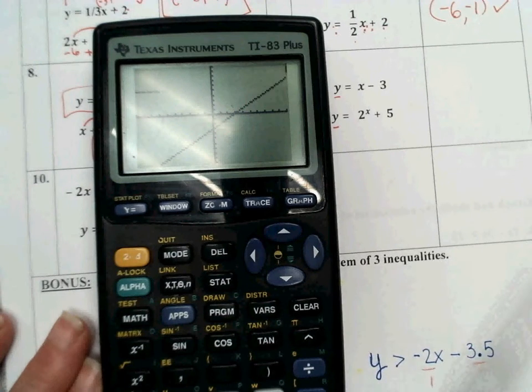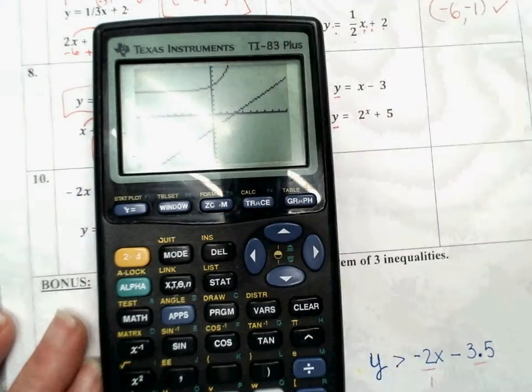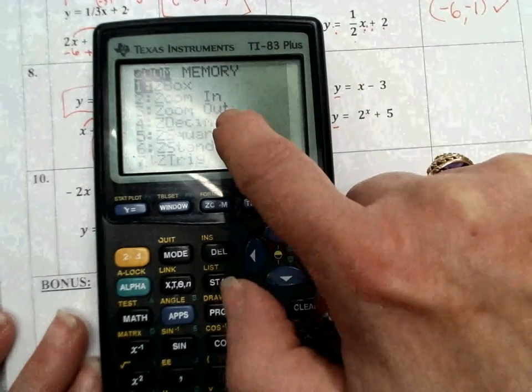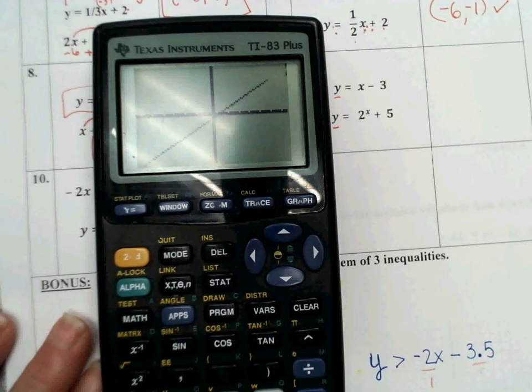And I'm looking to see where those two graphs will intersect. And this goes up like here. If you're not sure, you can zoom out, which is number 3, hit enter, and know for sure that that line turns upward and it's never going to touch this one.